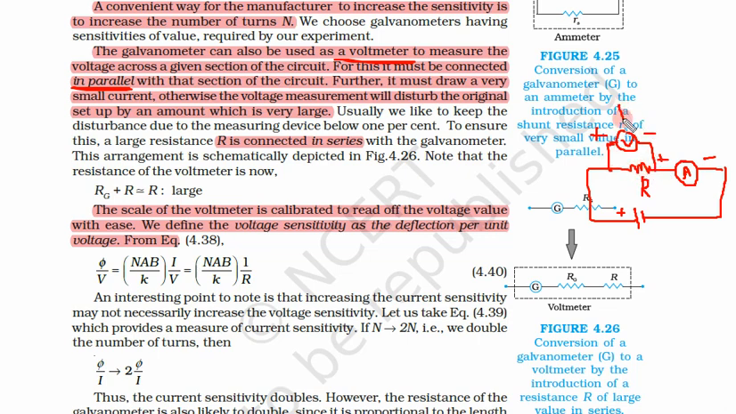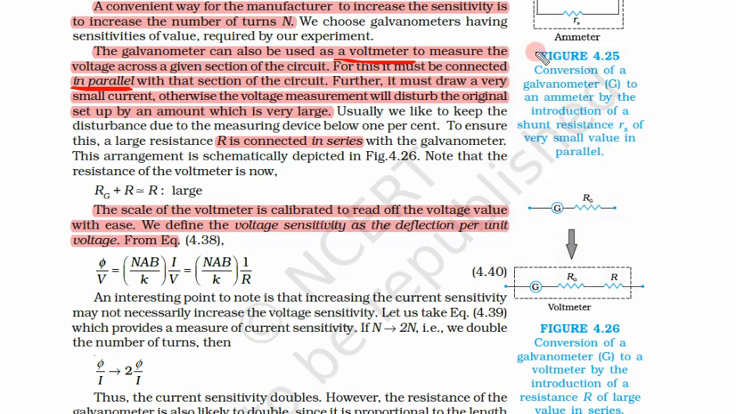Voltmeter is always connected in parallel, ammeter is always connected in series. Please remember, this is very important. Now, a voltmeter to measure voltage must be connected in parallel. Voltmeter must be connected in parallel with that section of the circuit where we want to measure the voltage. So around R we have to connect this in parallel.